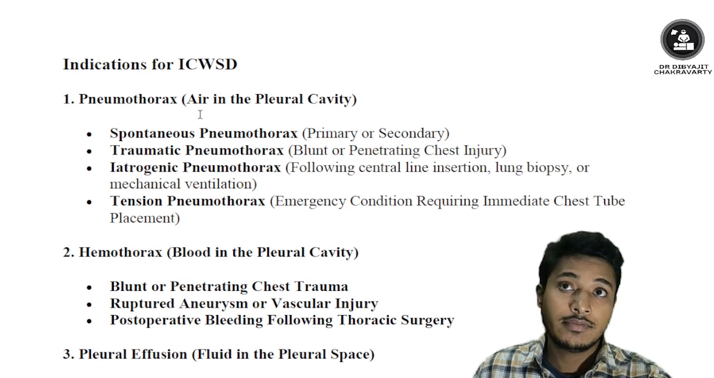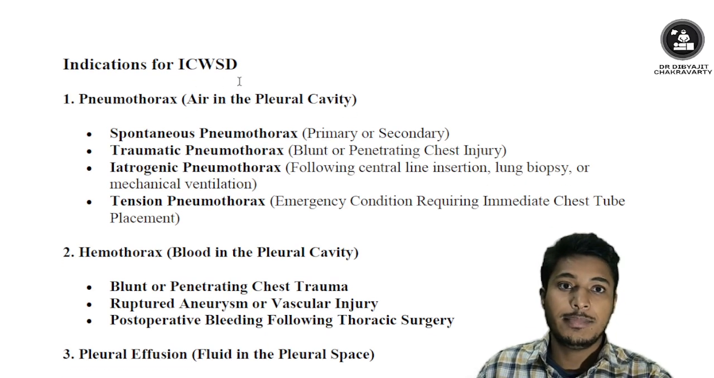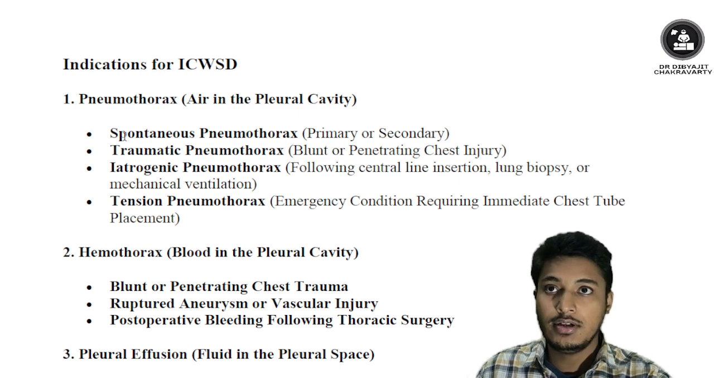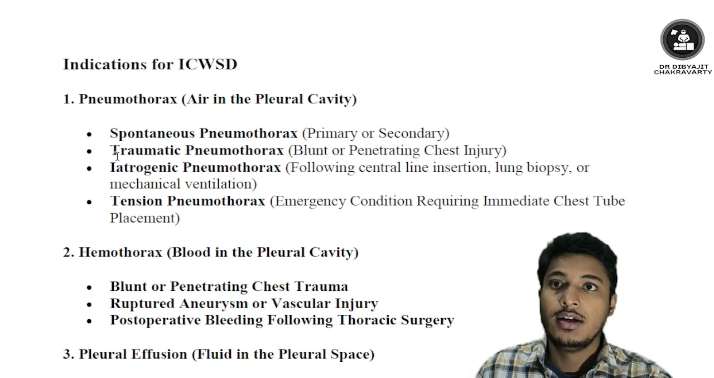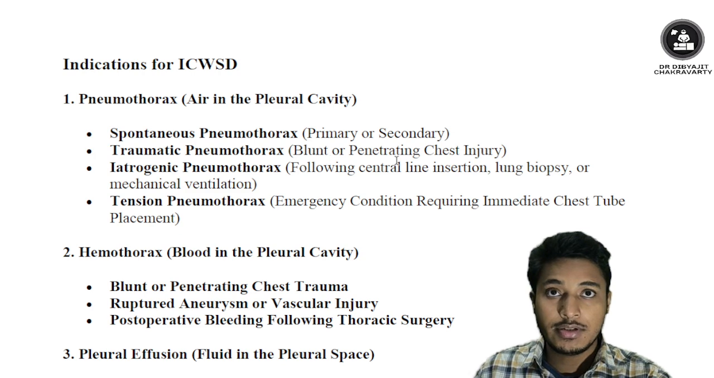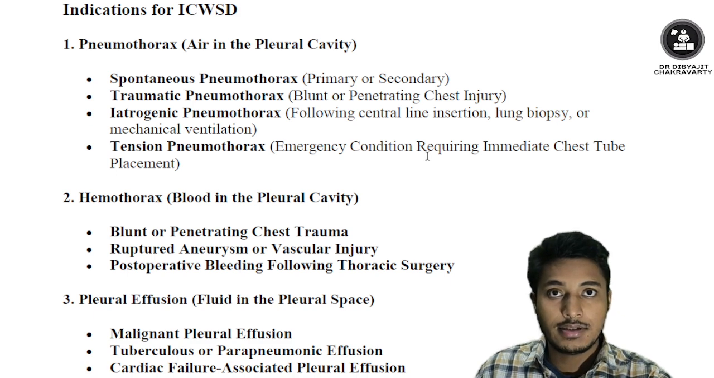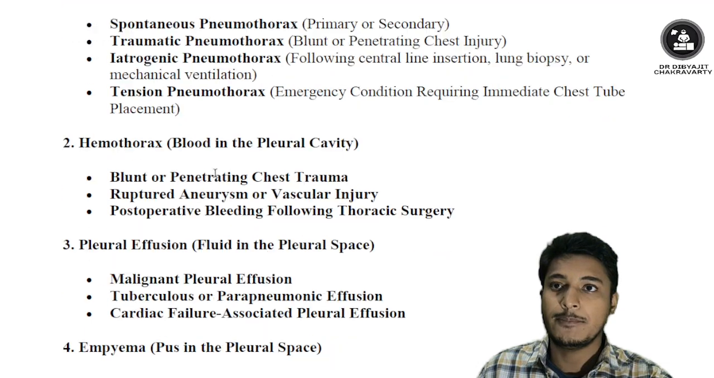What are the indications of intercostal water seal drains? It is basically to remove any fluid, blood, or pus or chyle from the pleural cavity. So, according to that, conditions are named as pneumothorax when air is in the pleural cavity, which may be spontaneous pneumothorax due to primary or secondary causes, traumatic pneumothorax due to blunt or penetrating chest injuries, iatrogenic pneumothorax following central line insertion, lung biopsy, or mechanical ventilation. Sometimes tension pneumothorax develops as an emergency condition requiring immediate chest tube placement.